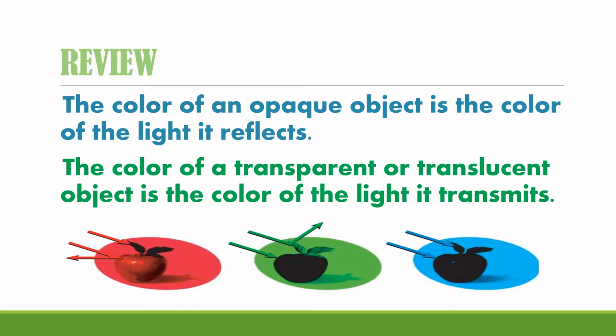Look at the middle picture. The apple appears black because it absorbs green light. The leaves look green because they reflect green light. Look at the picture on the right. The apple appears black because it absorbs blue light. The leaves, on the other hand, look black because they absorb blue light.